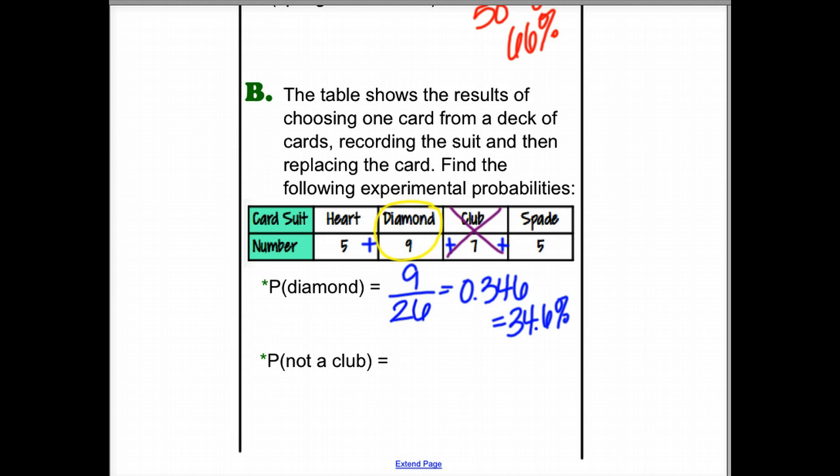Probability of not a club, that means we don't want clubs in here, so it's everything but that. I have here that I want hearts, diamonds, and spades. Well, 5 plus 5 is 10, plus 9 is 19, still out of 26. If we take 19 divided by 26, we get approximately 0.731, which is equal to 73.1%.